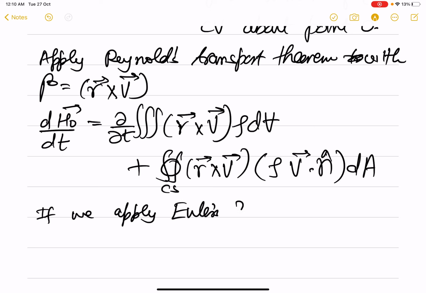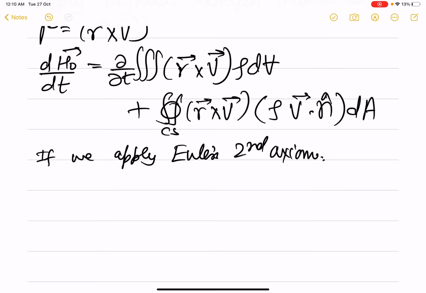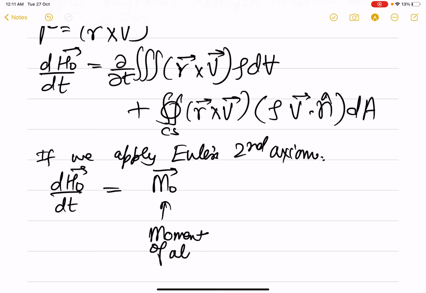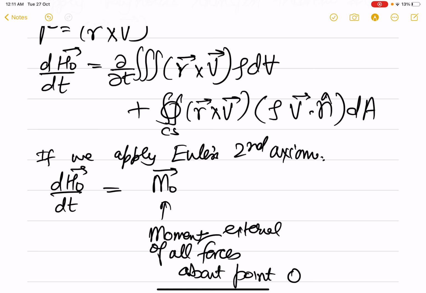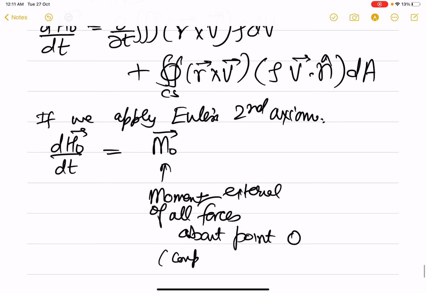But now if we apply Euler's second axiom, then what Euler's second axiom says is dH_O by dt is equal to the moment of all forces, or all external forces, about point O. And this will also include couples if they are there. Couples we are assuming are formed by opposite forces, so they could also come in moments of forces, or we can take them separately as couples.